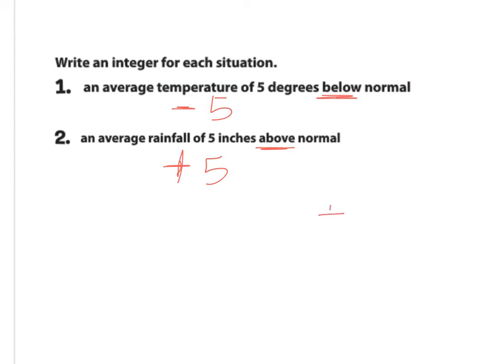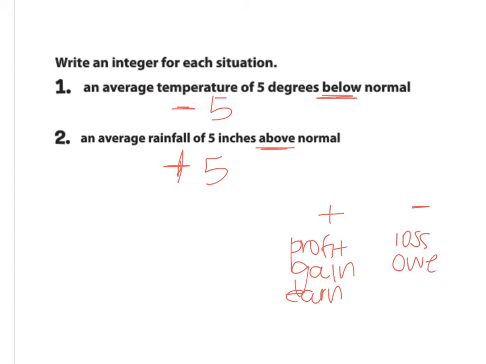Some other positive words are profit, gain, earn, above sea level. Some negative words are loss, owe, perhaps you have a debt, you owe someone money, below sea level, etc. Below is one of the main indicators that it is a negative integer.